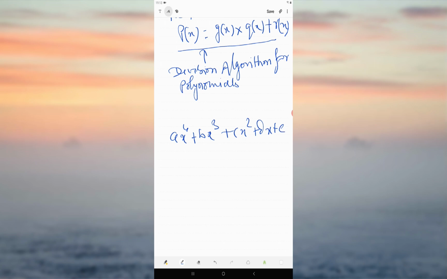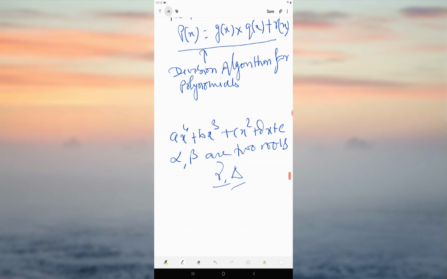Suppose this is the polynomial given, and in the question you will get alpha and beta. Two roots are given for you. Alpha and beta are two roots, their values will be given to you, and they will tell you to find the other roots. It might be gamma and delta. So the question will ask you to find the other 2 roots.